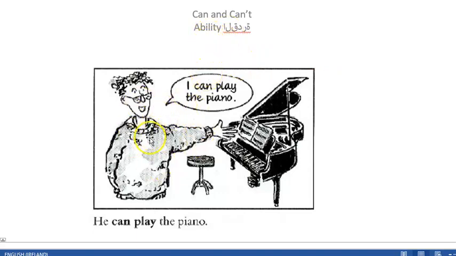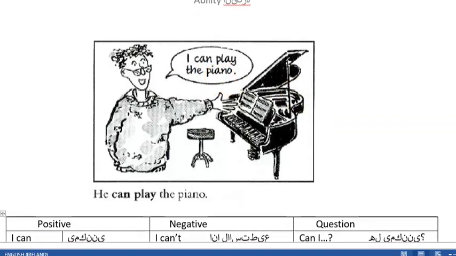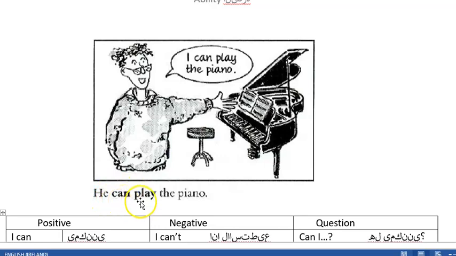Okay, so as we said, can and can't for ability. So look at the picture. We have the man here and his piano. And he says, I can play the piano. And under the picture, we have, he can play the piano. Now you notice there is no S.